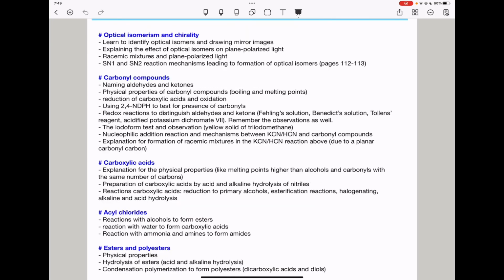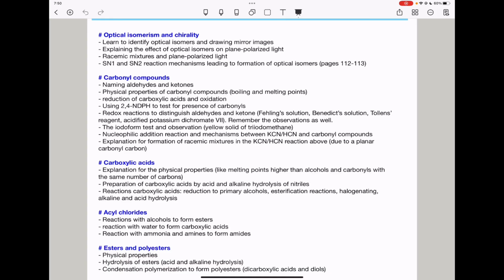When we go to carboxylic acids, you need to know the explanation for the physical properties of carboxylic acids, like why their boiling and melting points are higher than those of alcohols as well as carbonyls with the same number of carbons. You need to know the preparation of carboxylic acids by acid and alkaline hydrolysis of nitriles. This is very common. You need to know it could be useful when you are going through synthetic routes.